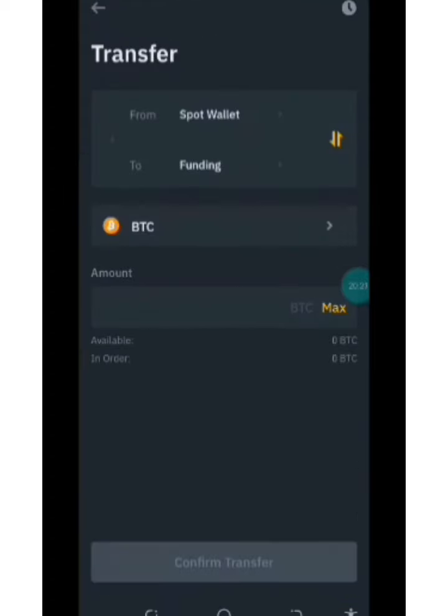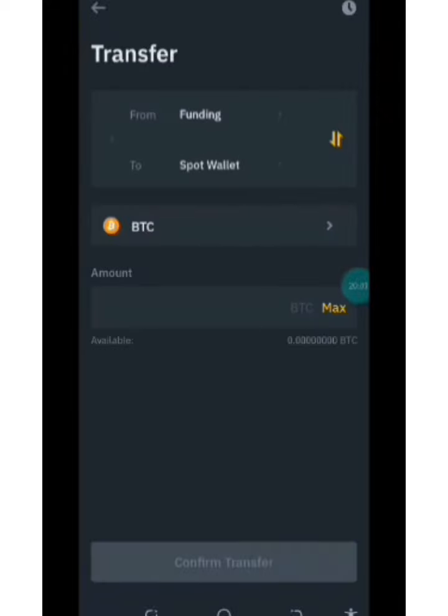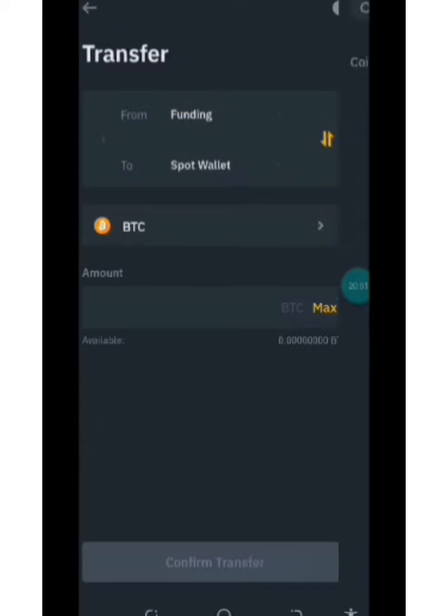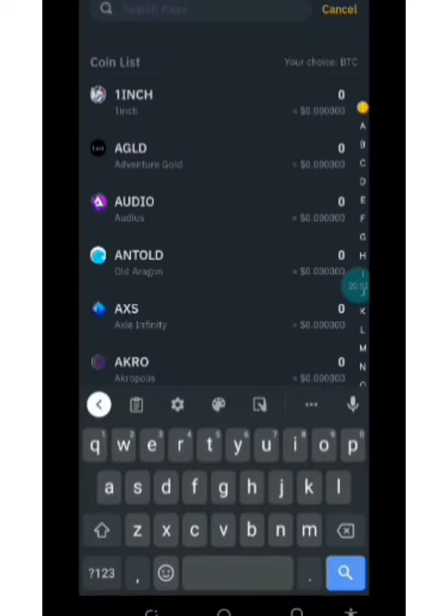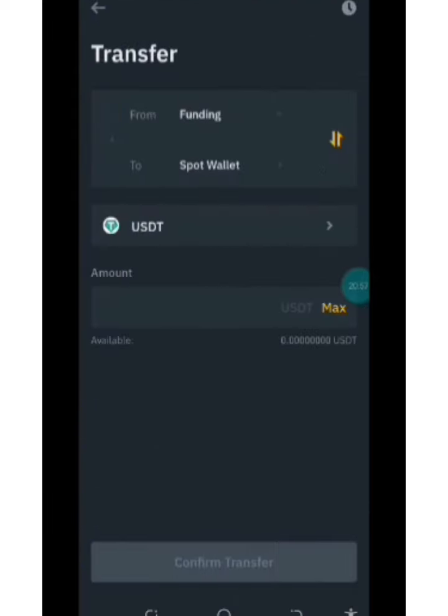So for instance, now I have $100 in my funding. I just bought $100 worth of USDT using P2P. So I change it from spot. I switch it up. Click here to switch it. So you can see funding is now at the top and spot is now below. So which coin do I have? Means I have USDT in my funding wallet. I just look for USDT. Click on it, then I put max.